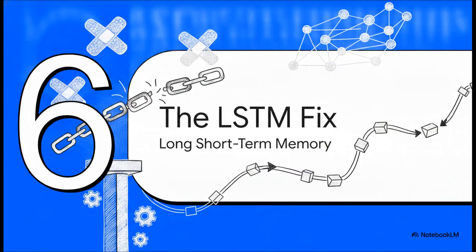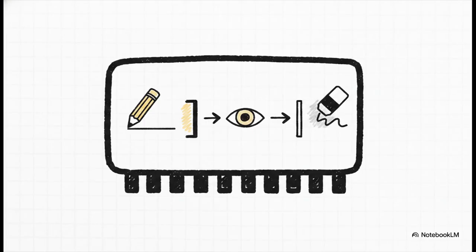Section 6. The LSTM fix, long short-term memory. However, those mathematical tricks, they were really just bandages. They weren't enough for truly long sequences, which meant we needed an ultimate structural fix. Enter the long short-term memory architecture, or LSTM. LSTMs solve the vanishing gradient problem by completely redesigning the network's core.